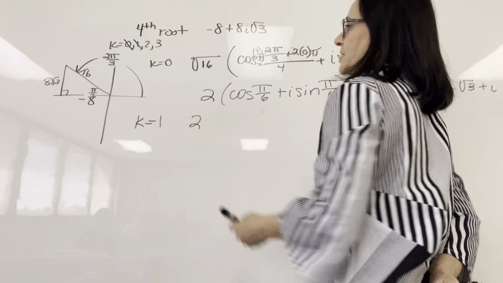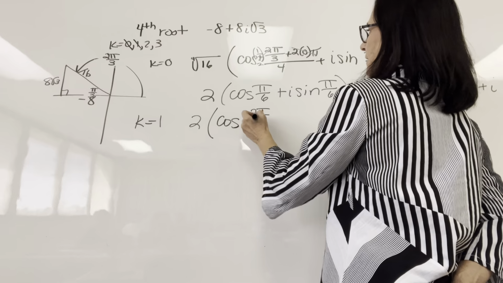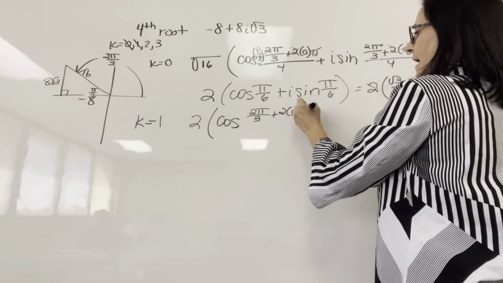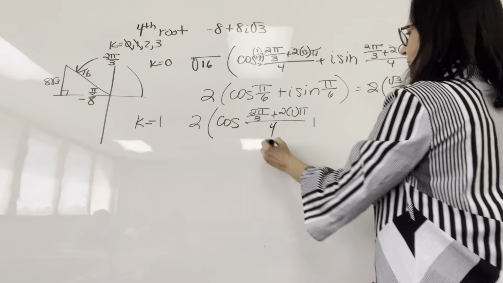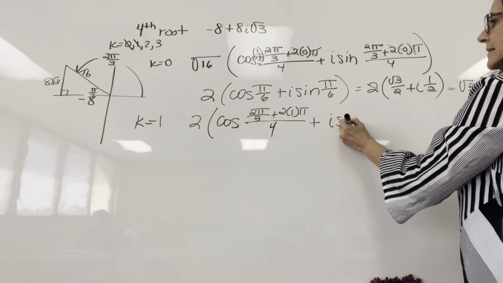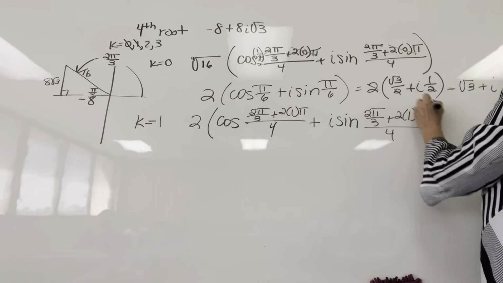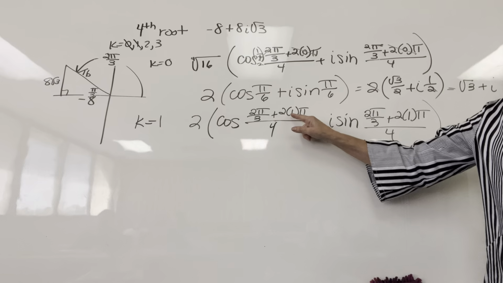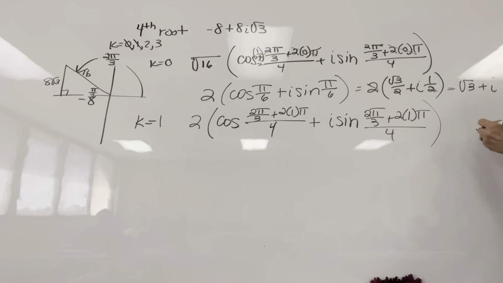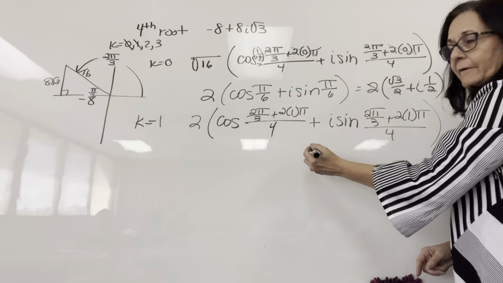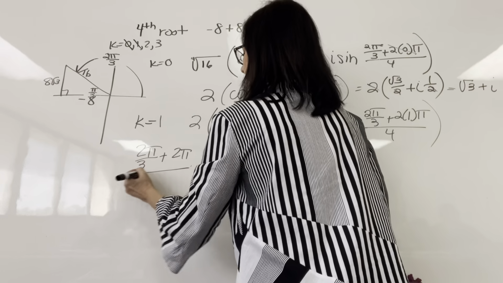Okay, so we know it's going to be 2 because it's the fourth root of that. And we know it's going to be cosine of 2 pi over 3 plus 2 times 1 times pi, that's just 2 pi, over 4, which is like multiplying by 1/4, plus i sine of 2 pi over 3 plus 2 times 1 times pi, all over 4. Now we have to decide what 2 pi over 3 plus 2 pi is. That's 6 pi over 3, right? So I'll do that over here. We're working on 2 pi over 3 plus 2 pi, divided by 4.